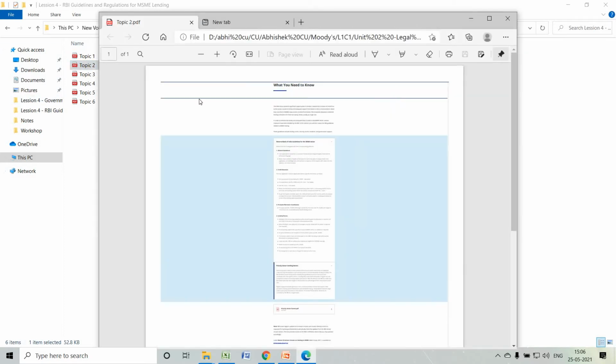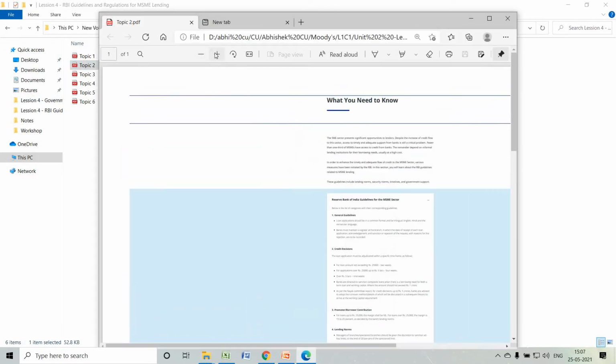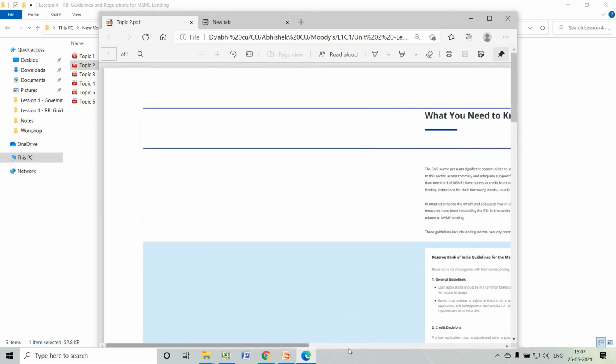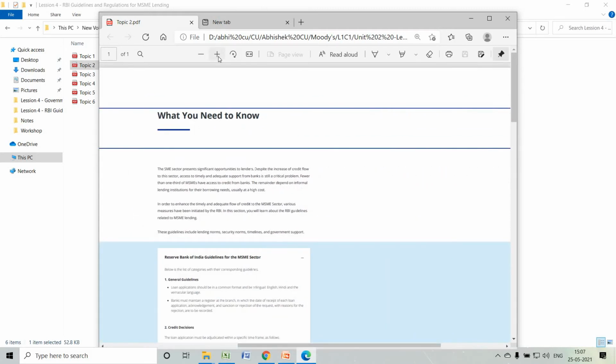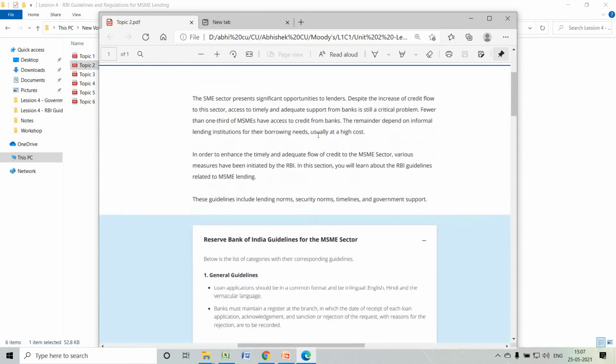Let us go for topic 2, which is also the biggest topic. This actually contains all the content which we have to study for this unit. The SME sector presents significant opportunities to lenders. Despite the increase of the credit flow in this sector, access to timely and adequate support from the bank is still a critical problem. We have already discussed what problems the SME sector specifically faces, and one of them is timely and adequate availability of banking credit.